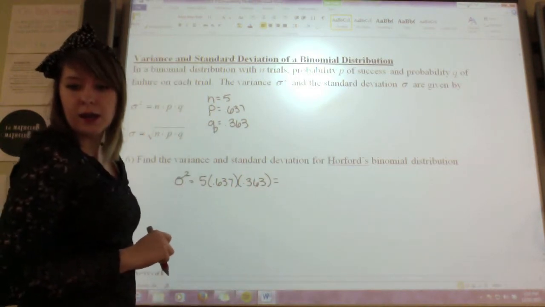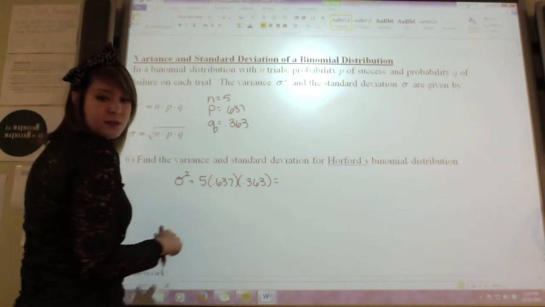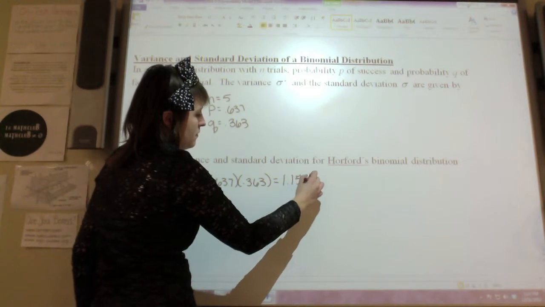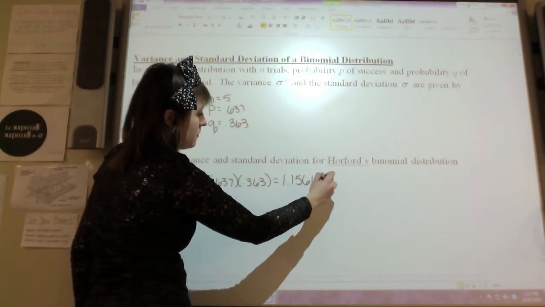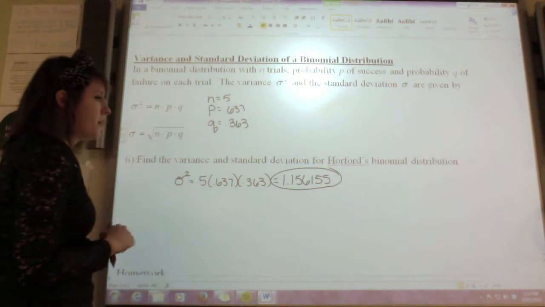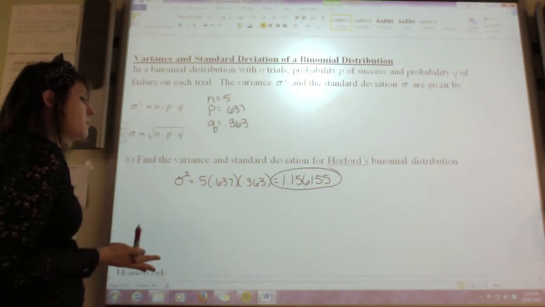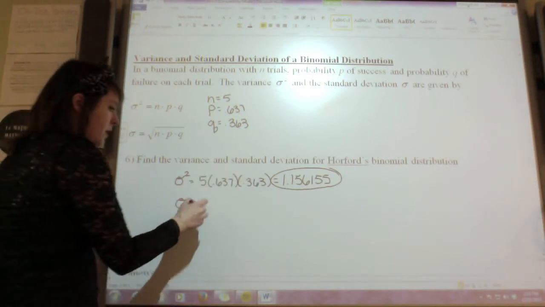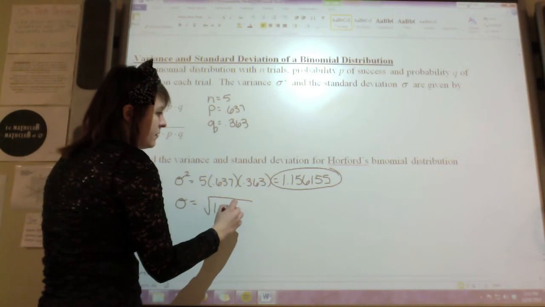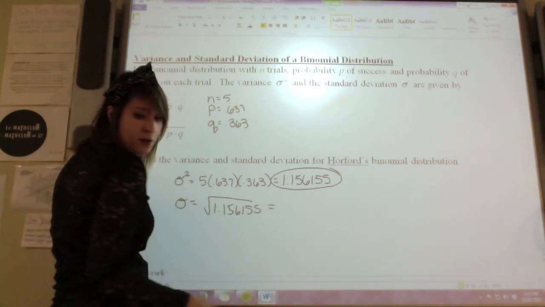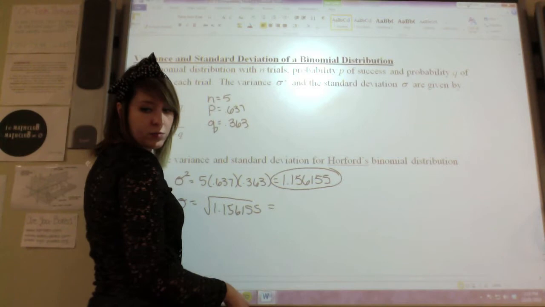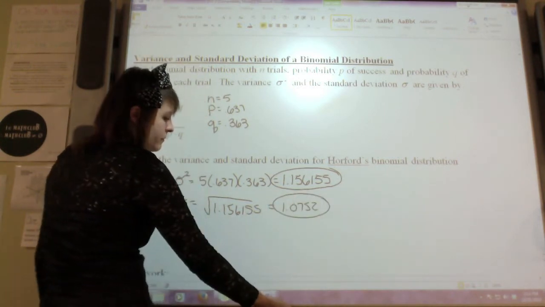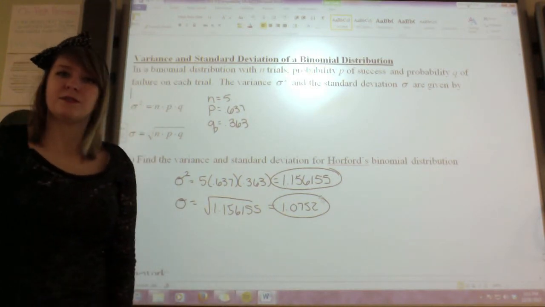And when I do that, I get 1.156155. Okay, so that's my variance. And then remember that to find your standard deviation, you can just square root your variance. So I can just take the square root of that variance that I just got, and that will give me approximately 1.0752. Okay, and that is everything for sections 1 and 2.